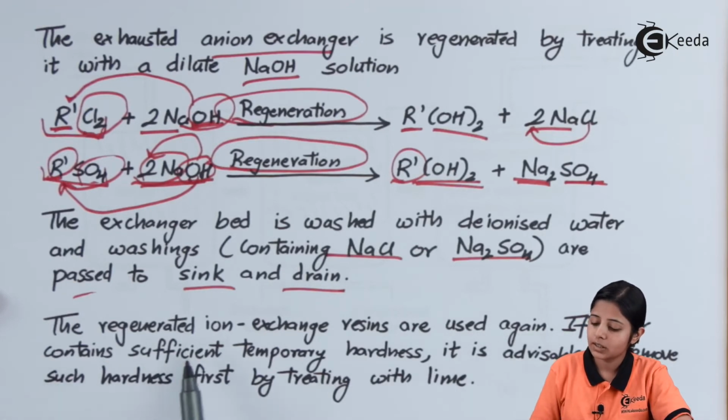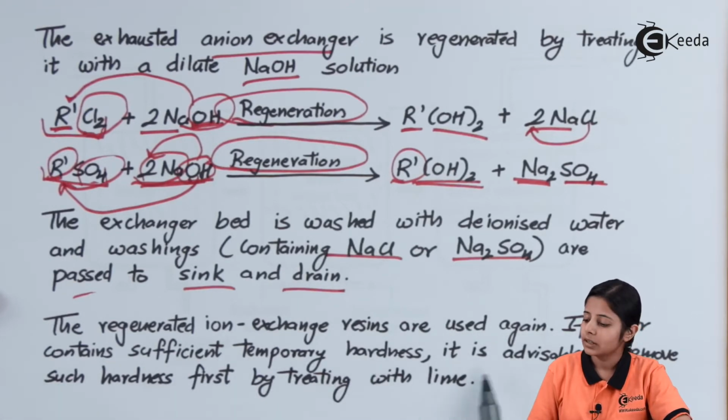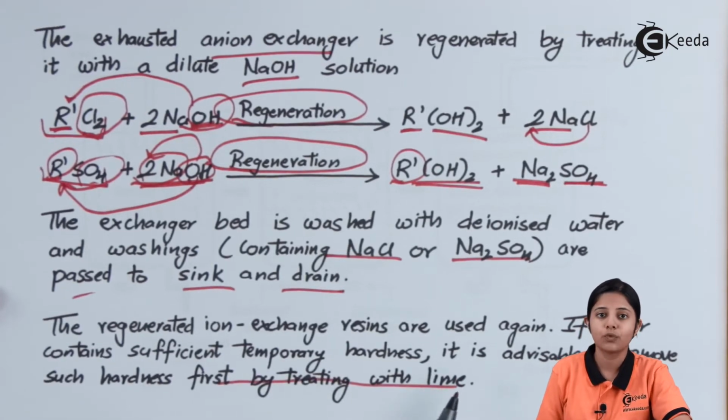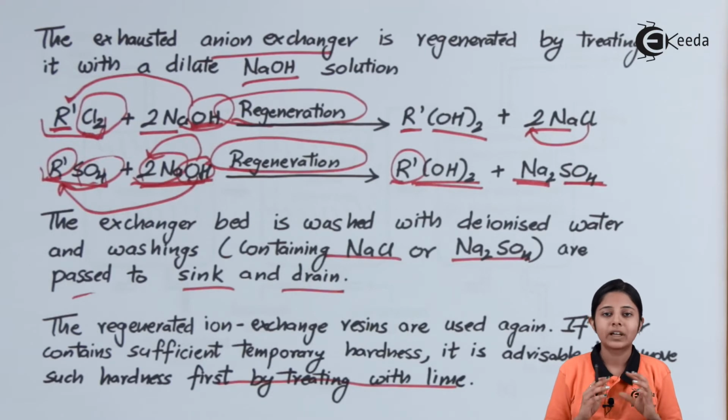If the water contains sufficient temporary hardness, it is advisable to remove such hardness first by treating it with lime. That means finally the water that we get, we can either treat with lime or we can have some physical methods for removing the temporary hardness, that is boiling.